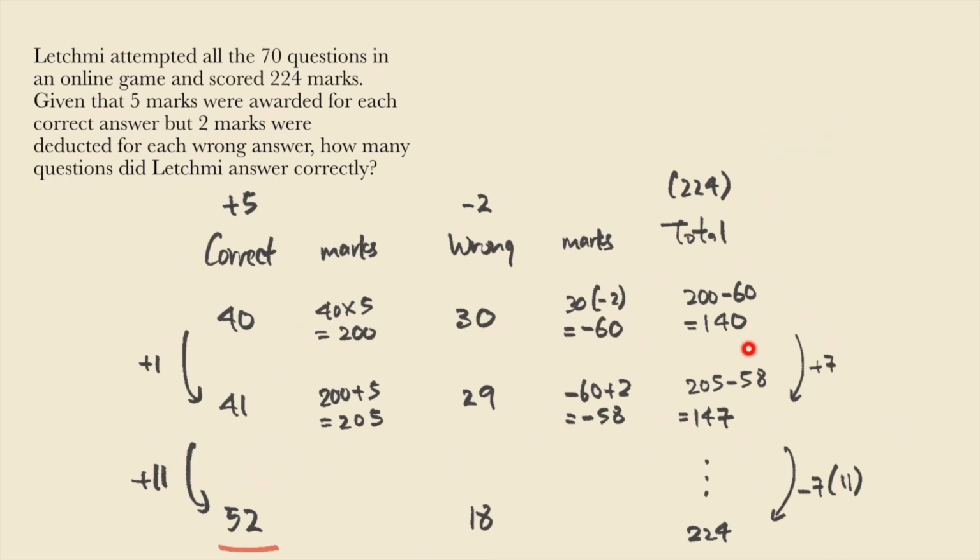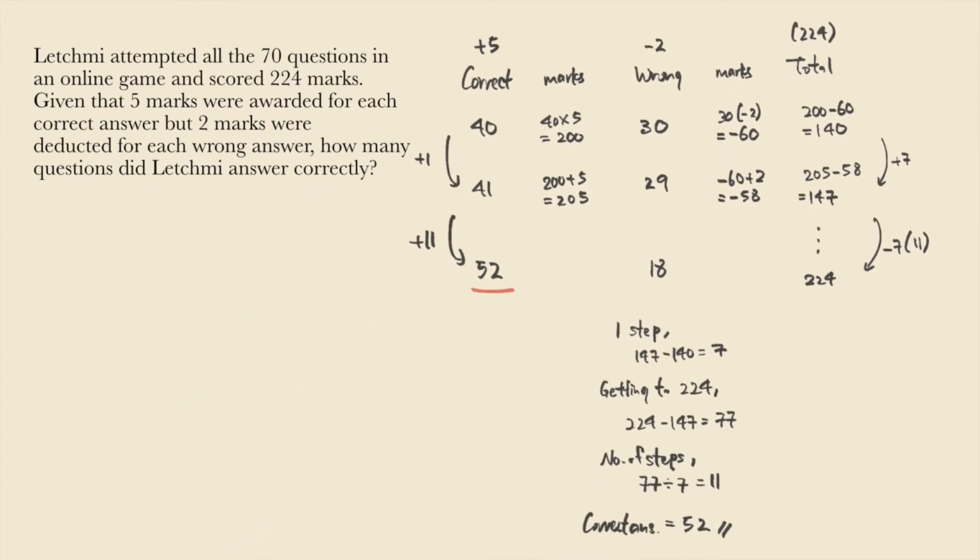The total is 140, that's too few marks, right? We're going to increase the number of correct answers by 1 and decrease the number of wrong answers by 1. We get 205, negative 58, we get 147. So completing one step here gains 7 for the total. So how many 7s do we need to get to 224? From 147 to 224, how many 7s is that?